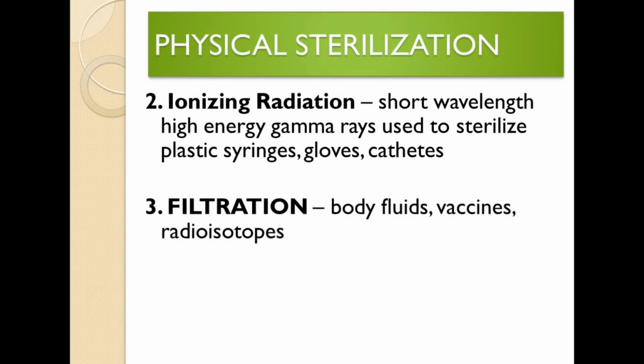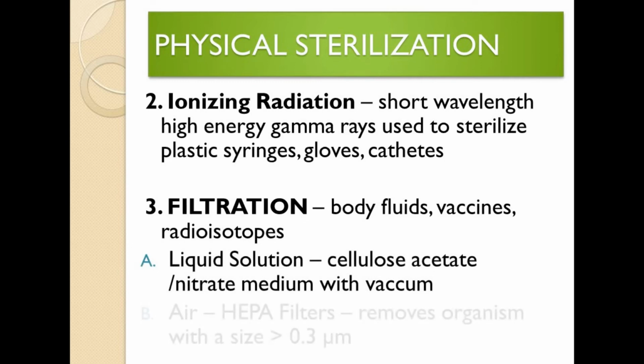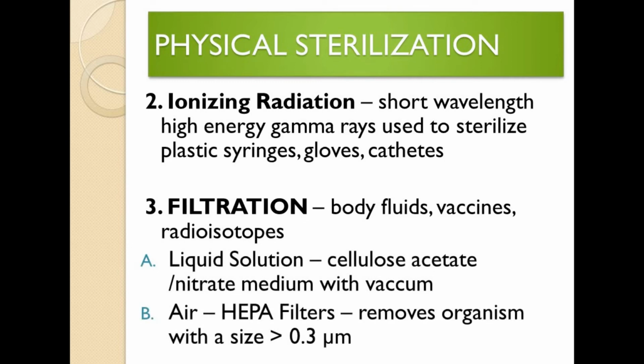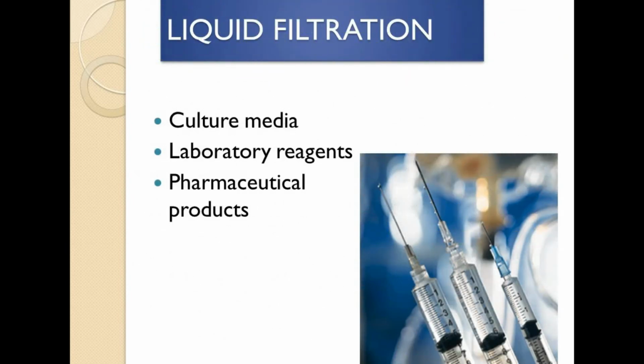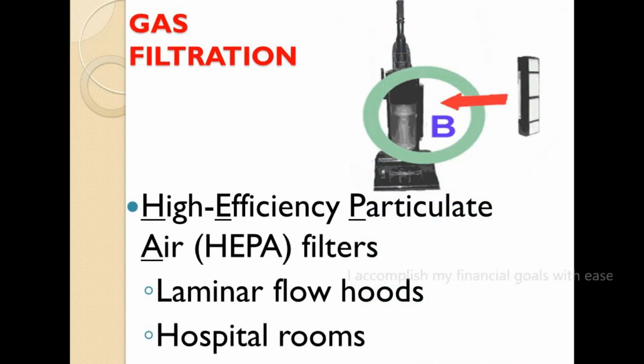Next is filtration, used for body fluids, vaccines, and radioisotopes. So we have a liquid solution, the cellulose acetate or nitrate medium with vacuum, and of course, the air HEPA filter that removes organisms with a size greater than 0.3 micrometer. Next, we also have liquid filtration, by the use of culture media, laboratory reagents, and pharmaceutical products. Let's talk about gas filtration. When we talk about gas filtration, we are using the HEPA filter or the high efficiency particulate air filters. These are used in laminar flow hoods as well as hospital rooms, especially isolation rooms.